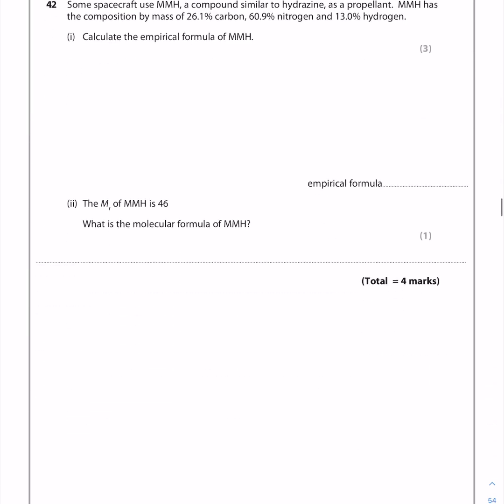Question 42. Some spacecraft use MMH, a compound similar to hydrazine, as a propellant. MMH has the composition by mass 26.1% carbon with 60.9% nitrogen with 13.0% hydrogen by mass.